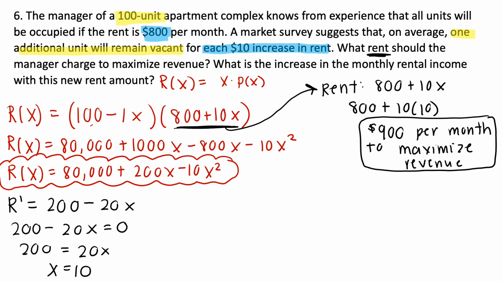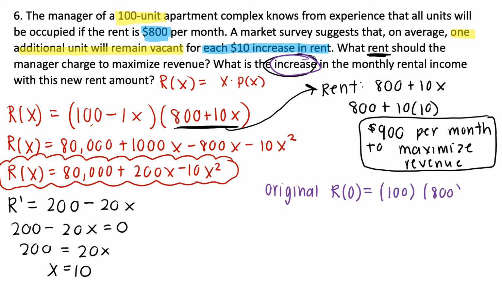Now this last part is a little different. It says, what is the increase in monthly rental income with this new amount? So to do this, we're going to find our original monthly income, and then we'll find our new monthly income, and we'll compare them. So our original revenue would be if we had no change in our rents. That would be if we had the 100 units at $800 per month, and each month we would make $80,000.